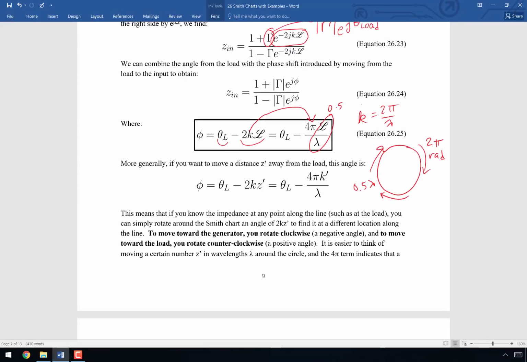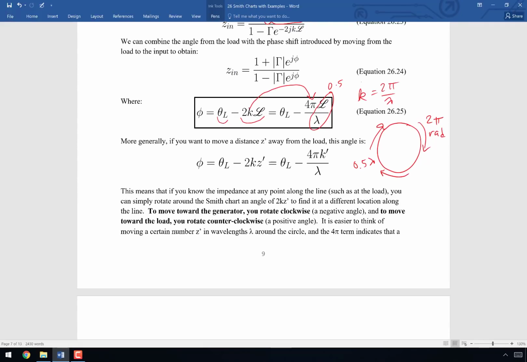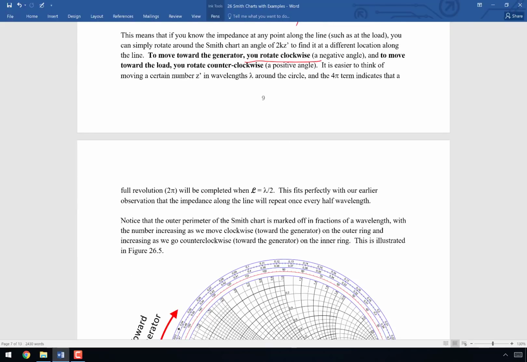So all of that is to say that if you want to move along the length of the line, say, from the load toward the generator, you're going to rotate clockwise around the circle of the Smith chart. Remember that clockwise is actually a negative angle, and this negative angle right here means that clockwise, a negative angle, is going to move you toward the generator. To move toward the load, you're going to rotate counterclockwise, which is a positive angle. And I've tried to represent that graphically in the next picture here.